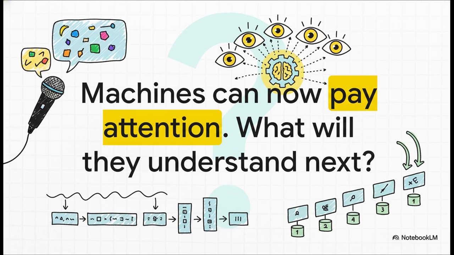You know, this whole thing started with just teaching a machine how to read, and that led to teaching it how to pay attention. The results have already completely changed our world, and that leaves us with one final, fascinating question. Now that we've given machines this incredible power of attention, what new, even more complex ideas will they learn to grasp in the future?